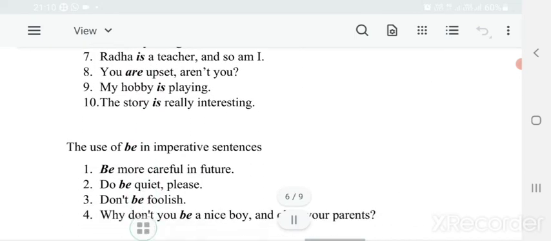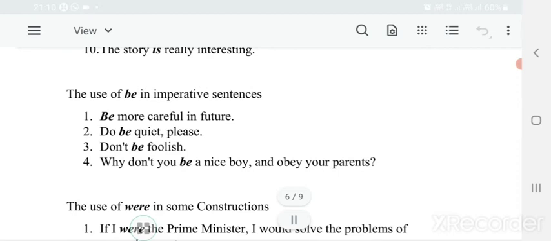Now be can be used as an imperative sentence. An imperative sentence is something where you exclaim something, you give orders, you give suggestions, or anything of such types. For example, be more careful in future. It is a suggestion to you, be more careful in future. So be is used there.